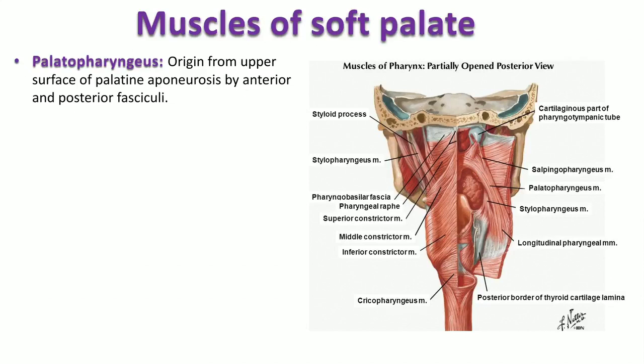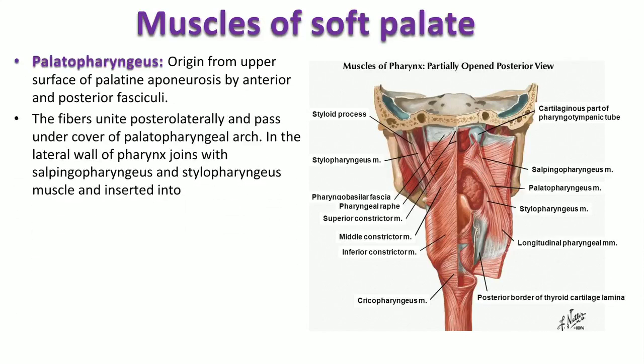The anterior fasciculi usually arises anteriorly, in front of the insertion of the Levator Veli Palatini, from the upper surface, whereas the posterior fasciculi mainly arises from the lower surface of the Palatine Aponeurosis. Now both the fasciculi unite and pass deep to the mucous fold, that is the Palatopharyngeal arch, which forms the posterior boundary of the palatine tonsil.